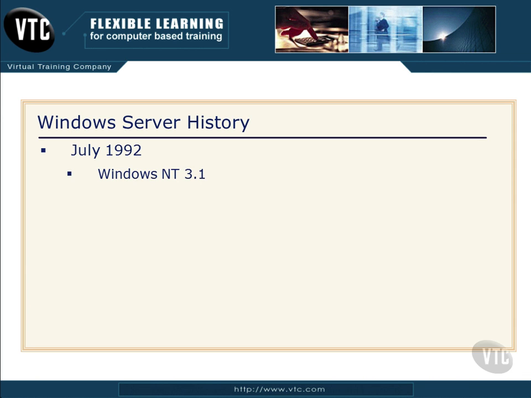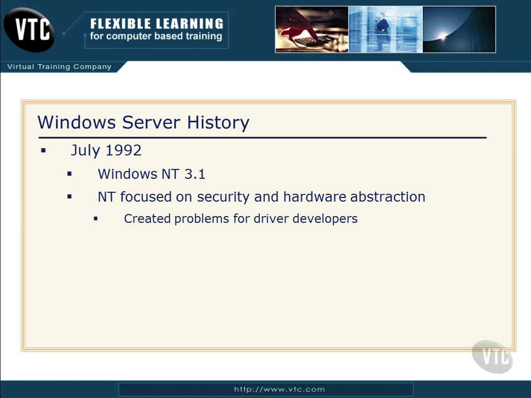Way back in July 1992, Microsoft released a product called Windows NT 3.1. Now, it was focused on security and hardware abstraction. That was big, and it created problems for driver developers. But keep in mind, the original PC was built absolutely with no security consideration. Hard to believe now, but that's the way the world was then.